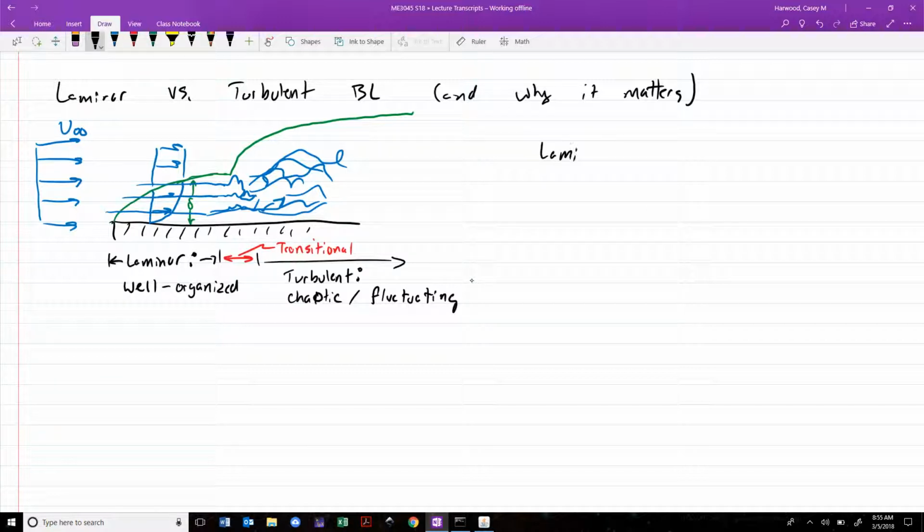A couple characteristics of each flow regime. Laminar streamlines are typically parallel. They don't tend to cross one another or mix. And so the spreading out of energy tends to be accomplished primarily through diffusion. As a result, this is less efficient at transferring thermal energy.